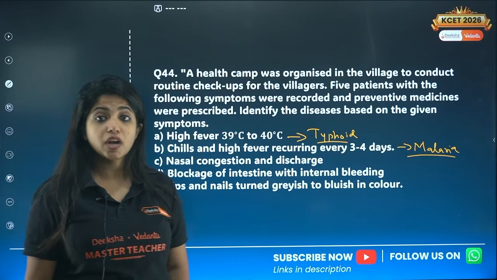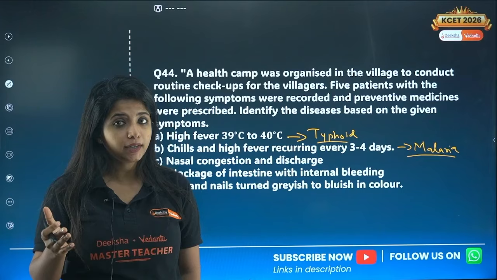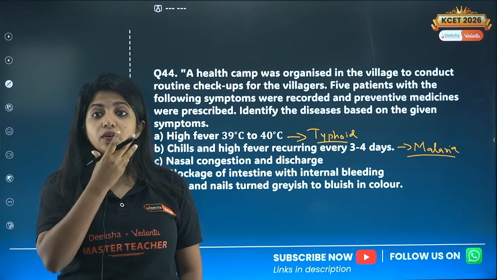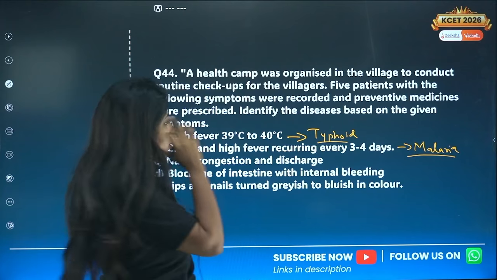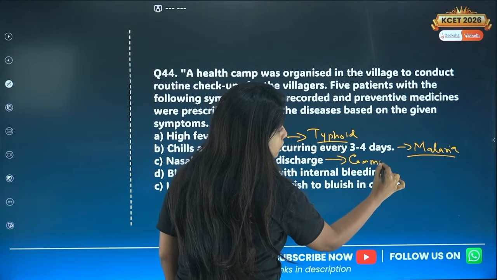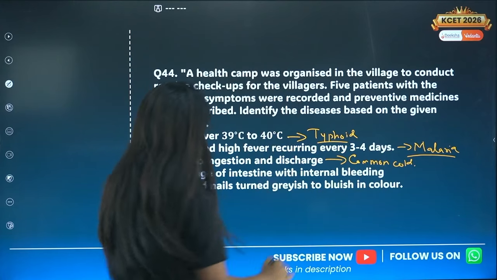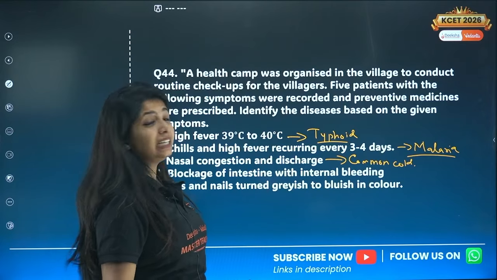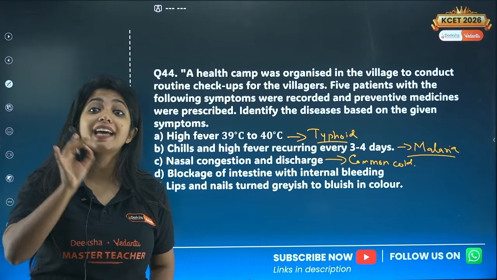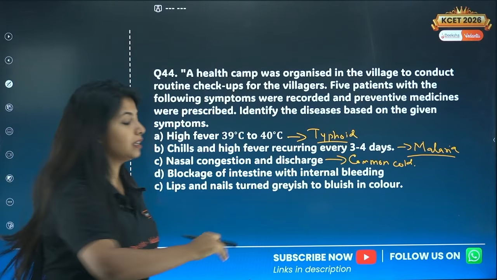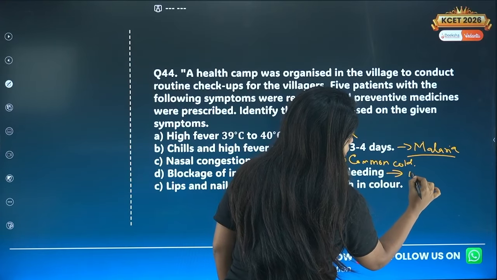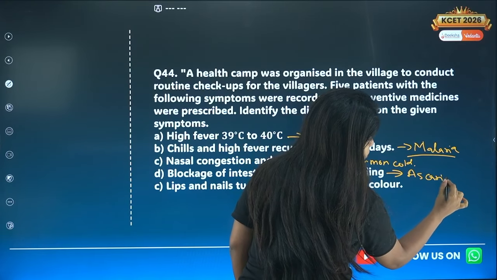Nasal congestion and discharge. Now people might think it's pneumonia. Is it pneumonia? No. Pneumonia affects the lower respiratory tract. It's the common cold that affects the upper respiratory tract. Always remember. So this is common cold. Okay, don't make that mistake. Now, blockage of intestine with internal bleeding is found in Ascariasis, caused by roundworms. They affect the intestine. So this is known as Ascariasis.